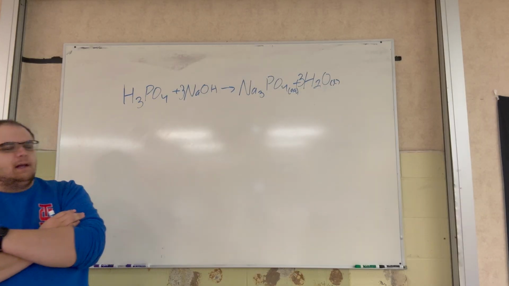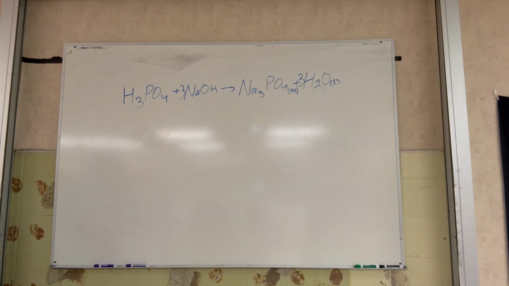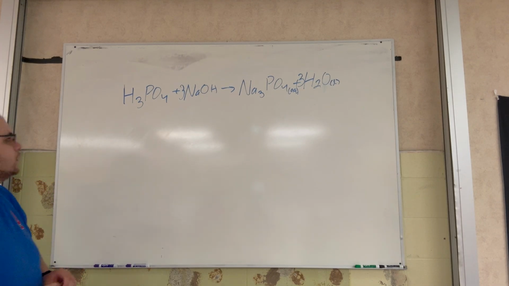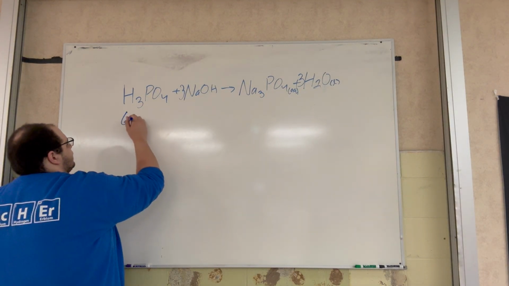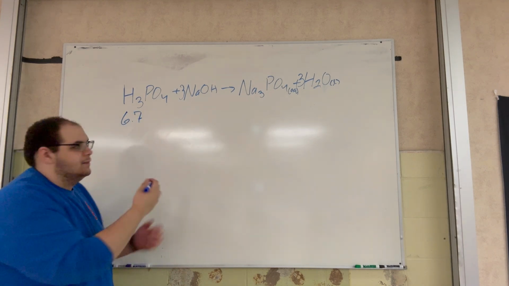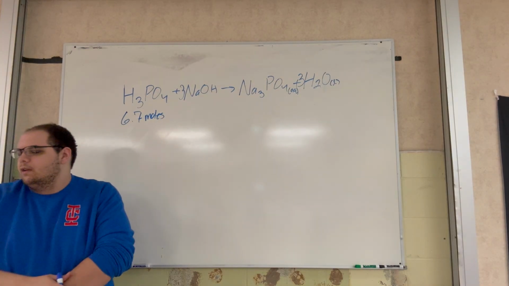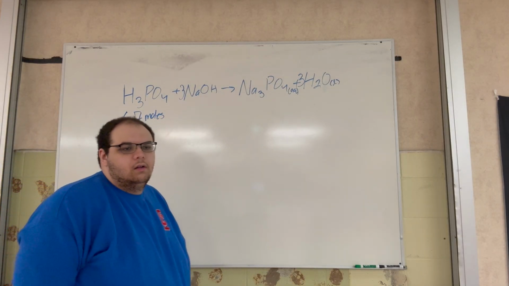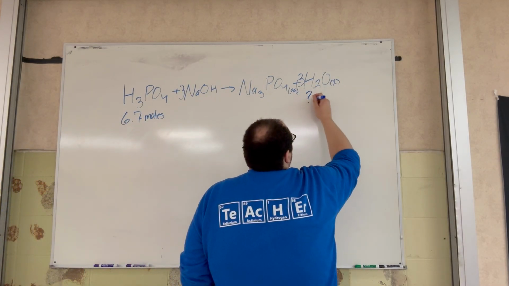Now I need to figure out my numbers. I need to put my numbers where they belong. What is my known here? What's the number that's going to be with my known? Moles of what? H3PO4. That's important. You have to make sure you clarify what compound you're talking about. So in this case, we have 6.7 moles of H3PO4. What is my unknown? What am I solving for? Molecules. I need molecules of H2O.